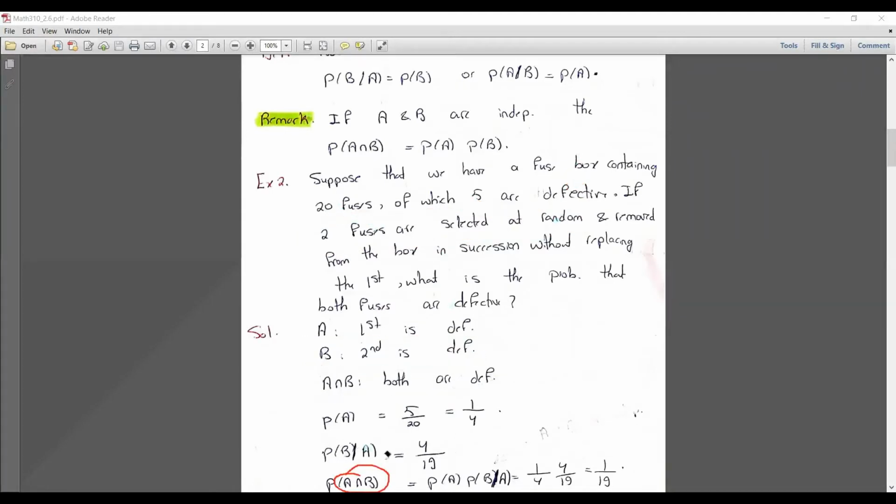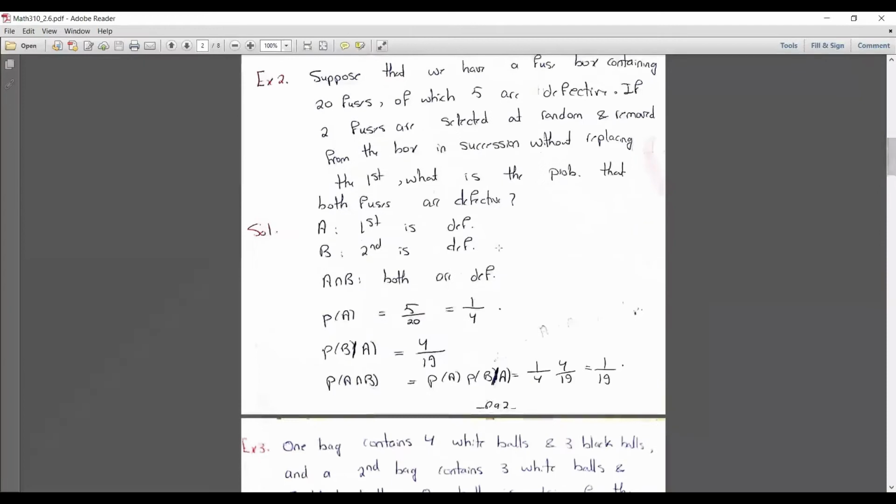So we put our given. We are saying here that A, the first fuse is defective. B is the second fuse is defective. Guys, if it's easier for you, we can name it as D1, the first fuse is defective, D2, the second fuse is defective. We are just naming the events and we have the right to name them as we wish. Okay, guys? So, guys, let's find P of A.